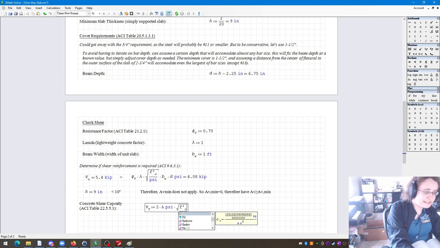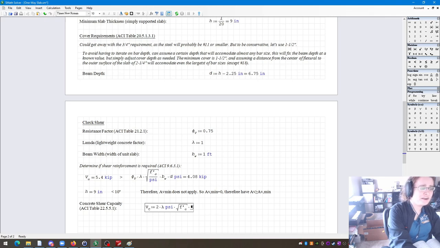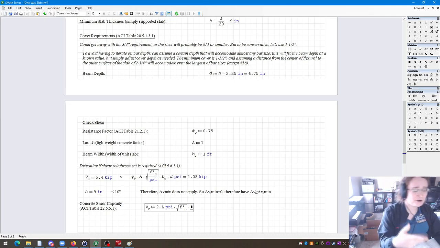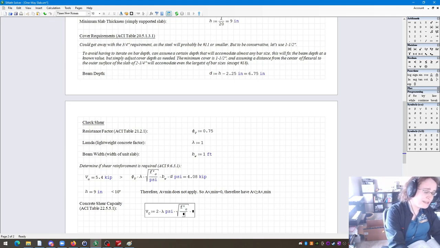So F prime C. But if you just throw your numbers into a calculator, keeping everything in PSI and pounds, then you'll get a nice round value and it'll work well. But if you're using a program like SMath that speaks units and actually tracks the units, you have to use little tricks like dividing by PSI and multiplying by PSI.